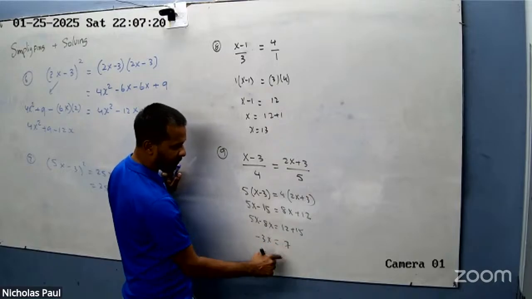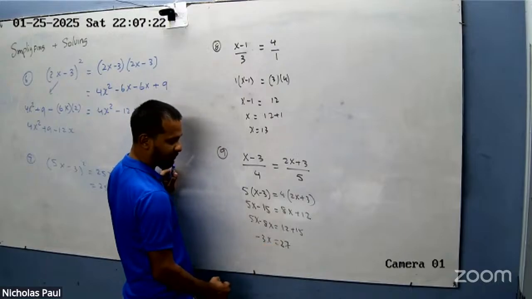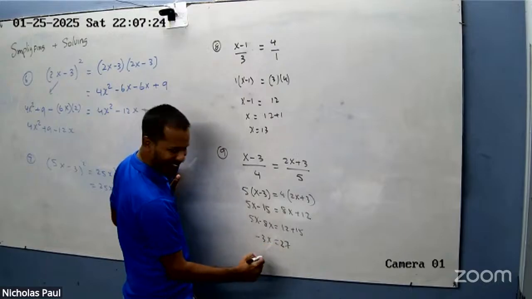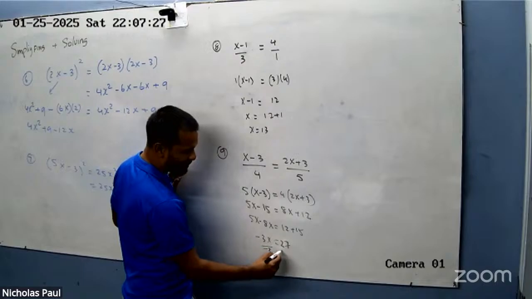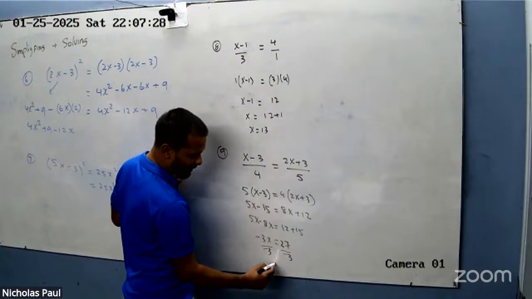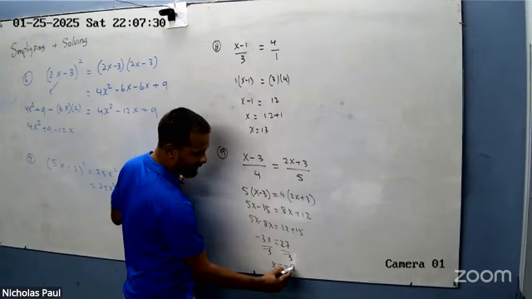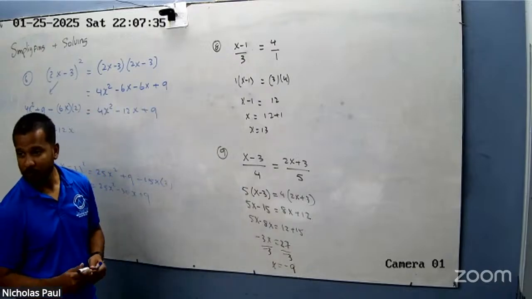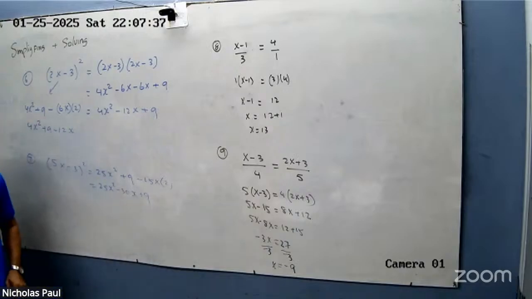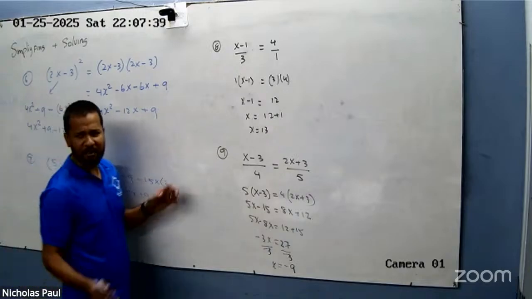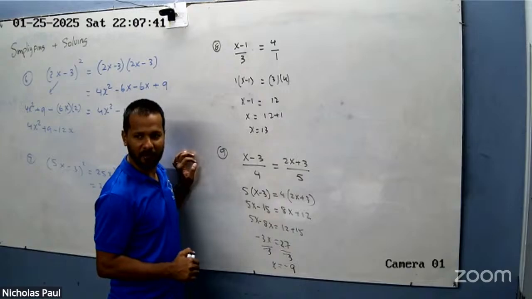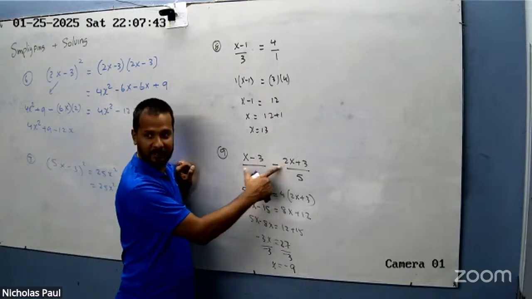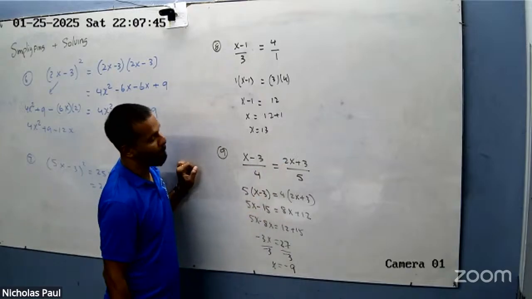So now you'll get minus 3x equals, sorry, 27. And then divide by minus 3. So you'll get x is minus 9. All right. Yeah, if you set it equal that way, okay, you'll get the same answer in the end, right? 4 by this, right? Nothing wrong with that.